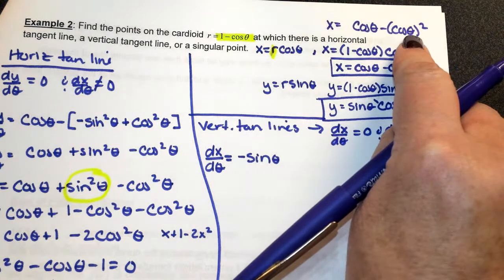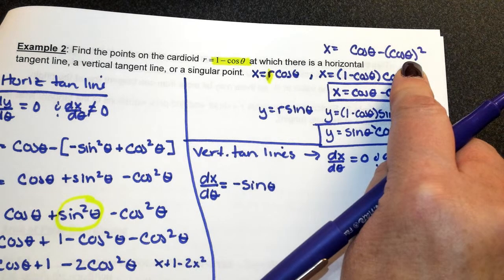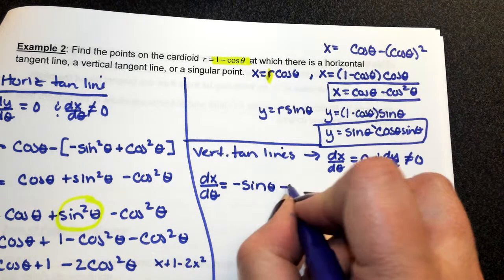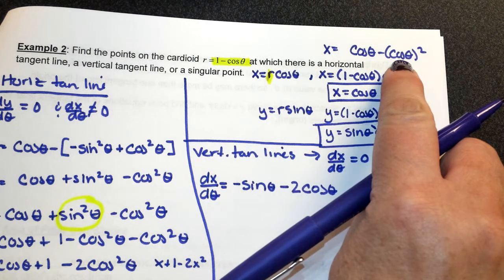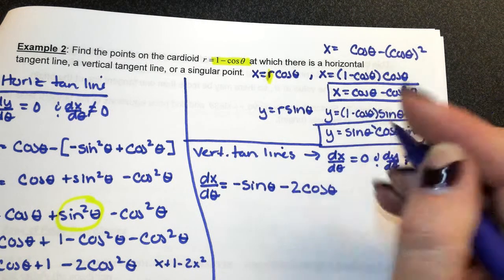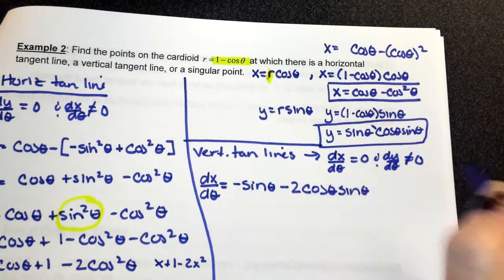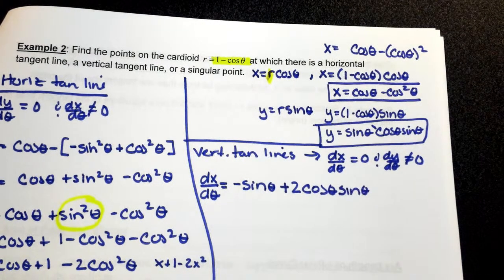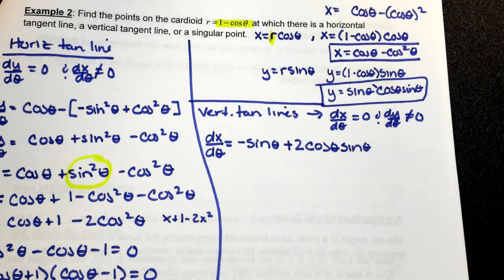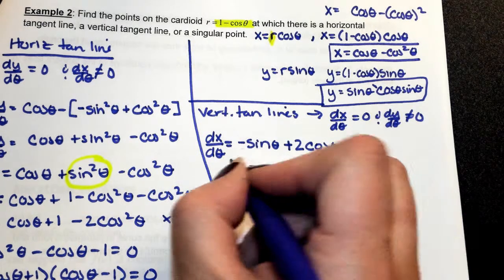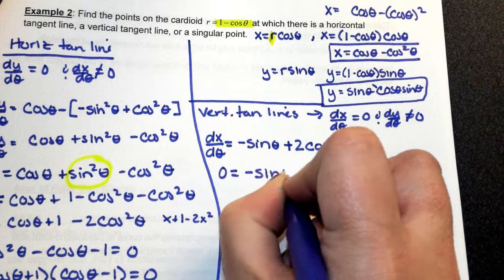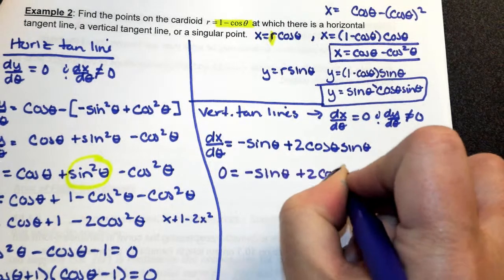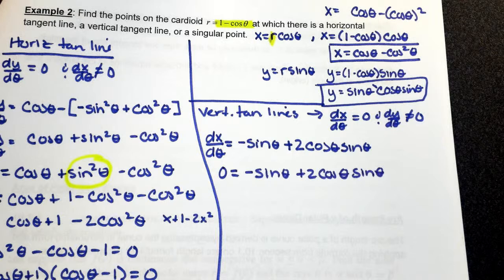So I'm going to have to apply what rule here? I'm going to have to apply my chain rule. So it's going to be minus 2 cosine theta times the derivative of the inner function. The derivative of cosine is going to be a negative sine, so that's going to make it a plus. Any questions on how I found dx d theta? So now what am I going to do with dx d theta? I'm going to set it equal to 0. So 0 is equal to negative sine theta plus 2 cosine theta sine theta.